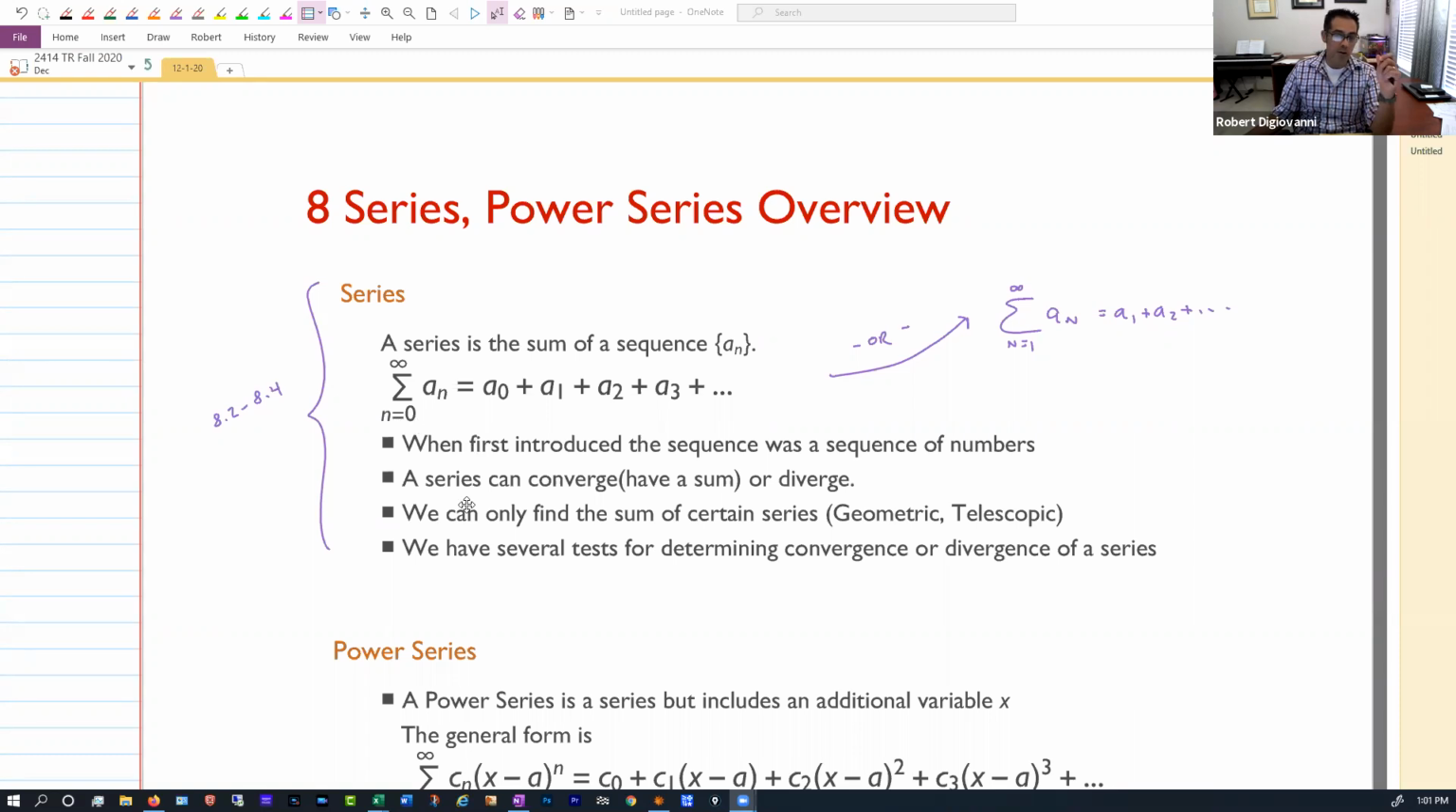And when it comes to converging, there's only 2 types of series that we can find the sum of. And that's a geometric or a telescoping series, if they converge. Otherwise, it's basically just a thumbs up or thumbs down in terms of convergence or divergence. And to figure that out, we have to run tests. And we have that big formula sheet with all the different tests on it. That's series, adding up a bunch of numbers.